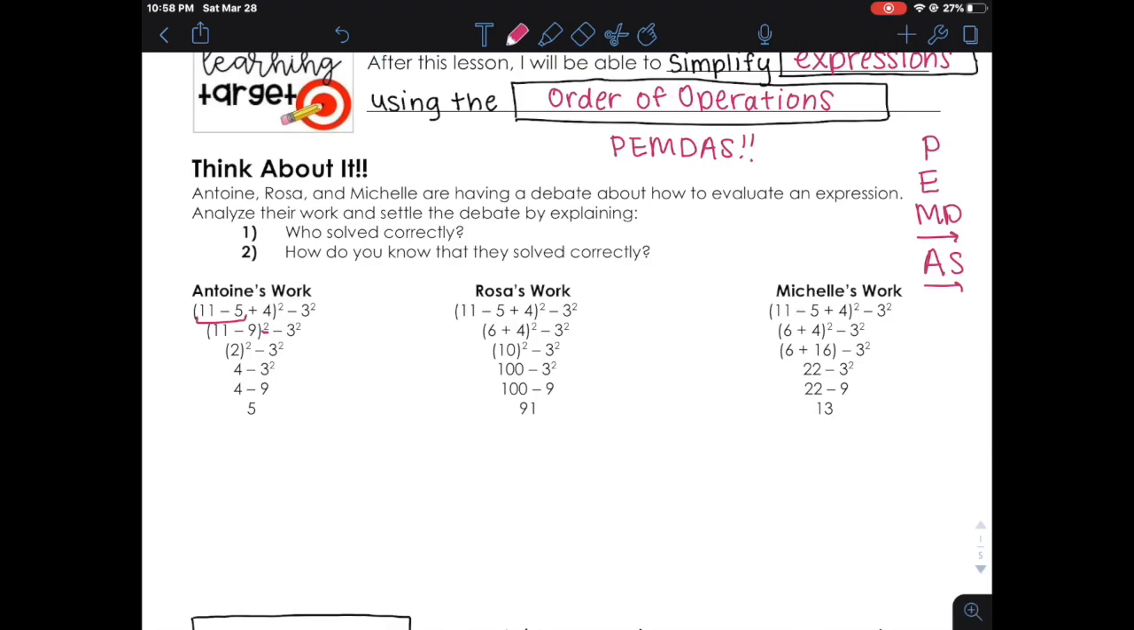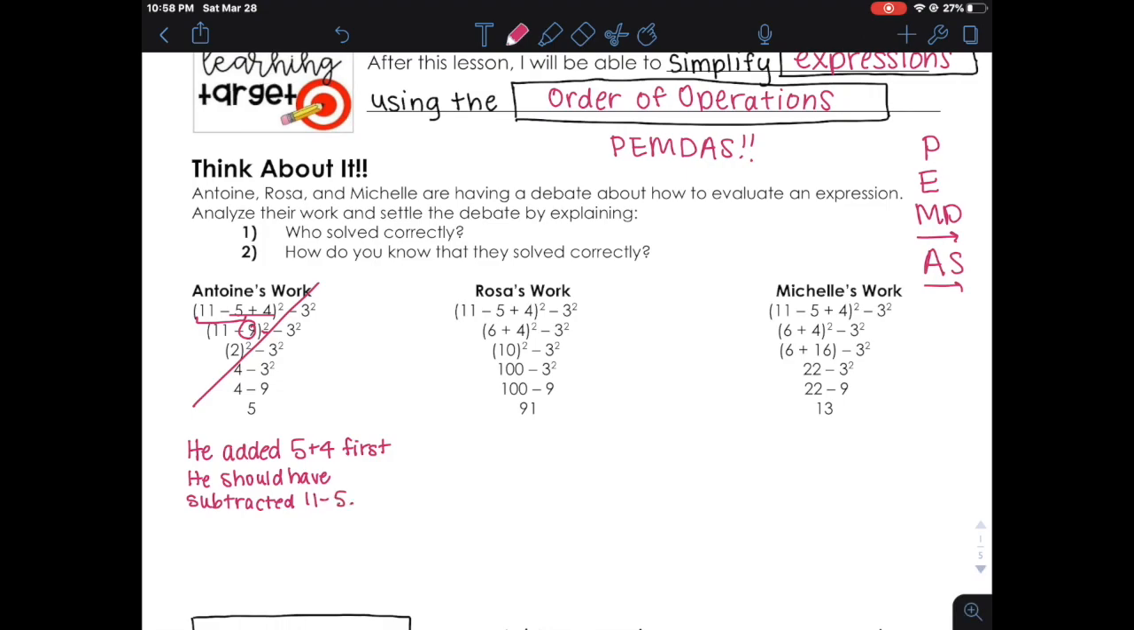But if you notice, he doesn't do that first. Antoine actually does the 5 plus 4 first and gets 9. So Antoine is already incorrect. His mistake was he added 5 plus 4 first. He should have subtracted 11 minus 5.